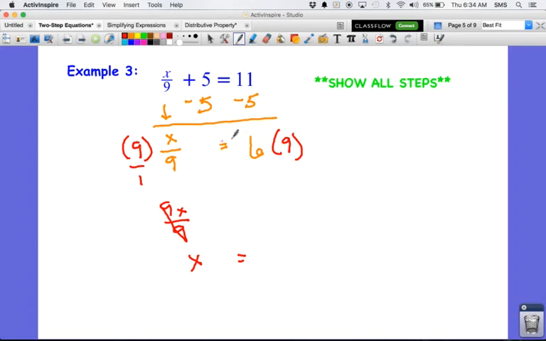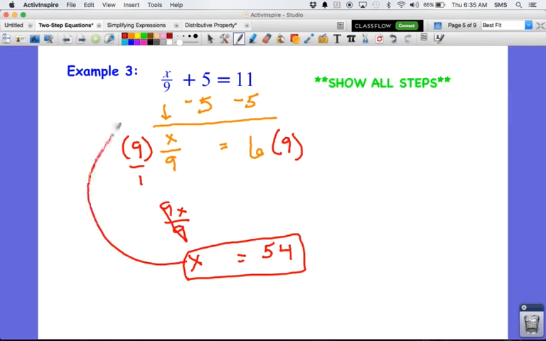And x is equal to whatever 6 times 9 is. Well, 6 times 9 is 54. So my answer is 54. And I could always take this and plug it back into my original equation to check my answer.